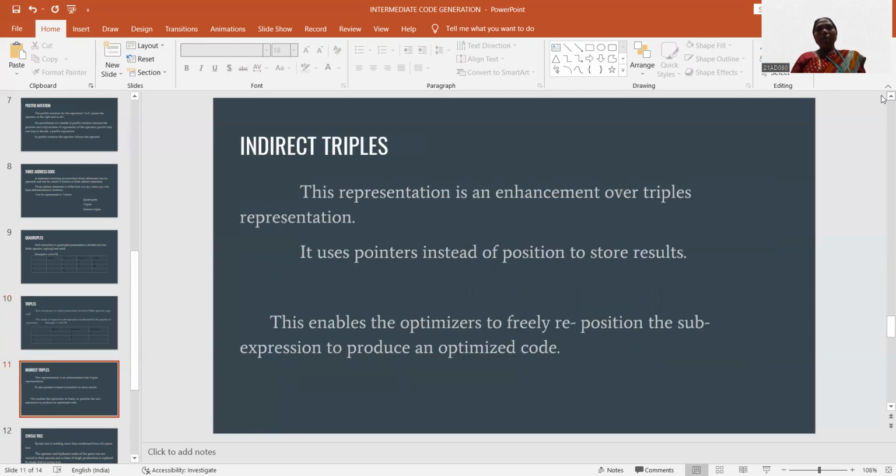Next, let us see the indirect triples. This representation is an enhancement over triples. It uses pointers instead of position to store the results. This enables the optimizers to freely reposition the sub-expression to produce optimized code.